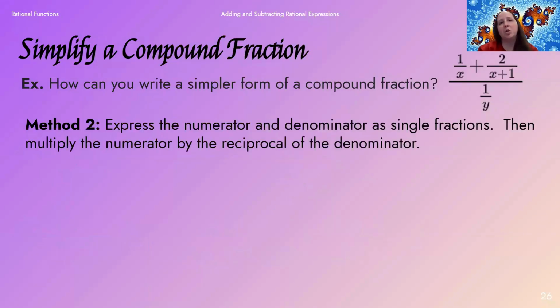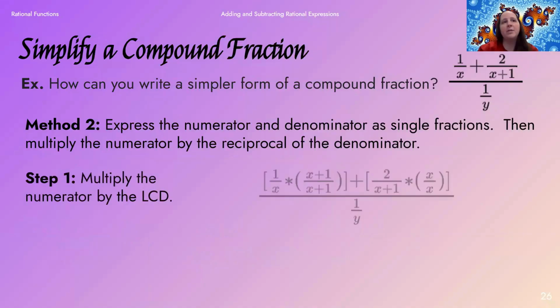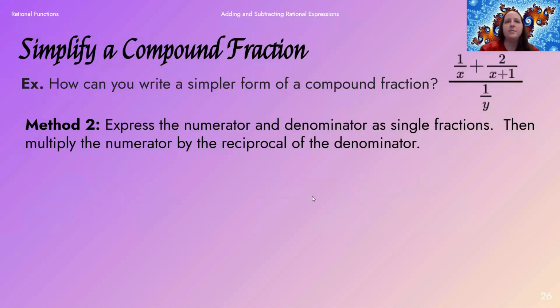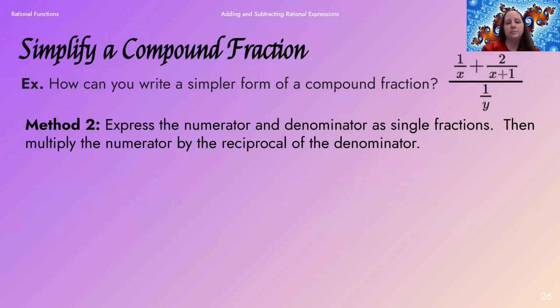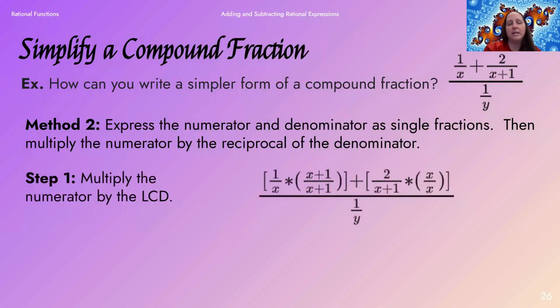Method 2 is to express the numerator and denominator as a single fraction, then multiply the numerator by the reciprocal of the denominator. So I'm going to multiply the numerator by the LCD, the least common denominator. So in this case, I'm literally just multiplying my denominator of my first fraction by the denominator of the entire fraction. Step 1, multiply the numerator by the LCD.